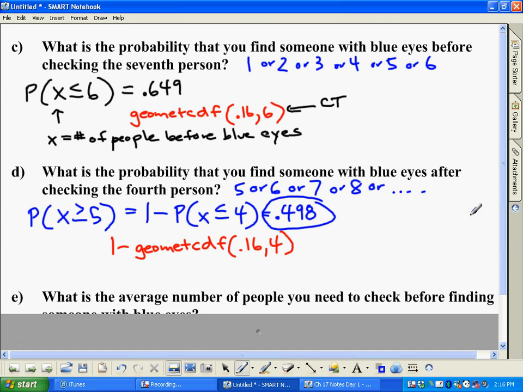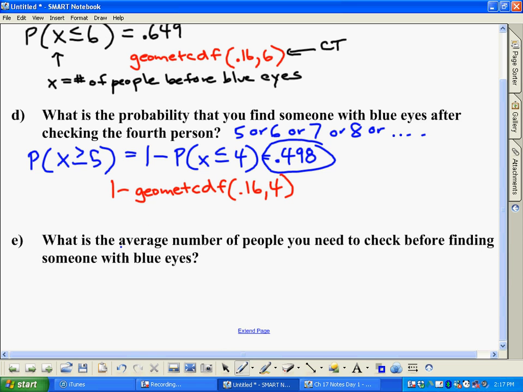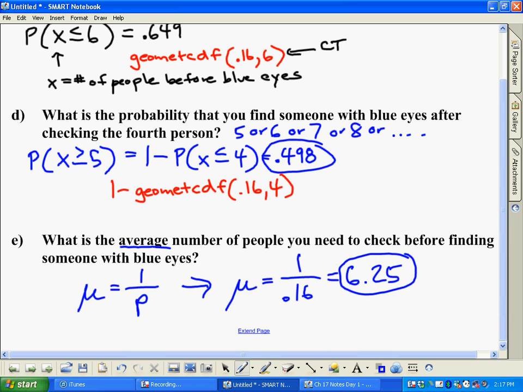And our final one under geometric probability is, what about the average number of people here? It's a little bit different here. We're not looking for our chance, we're looking for the average number of people. And when you're talking about geometric probability, the formula is 1 divided by the chance of success. So in this case, mu, our average, would be 1 divided by 0.16. If you grab your calculator and do 1 divided by 0.16, the answer is 6.25. So it would take you roughly 6 people, maybe 7 people on average before you find somebody with blue eyes. So that's everything you need to know about geometric probability.